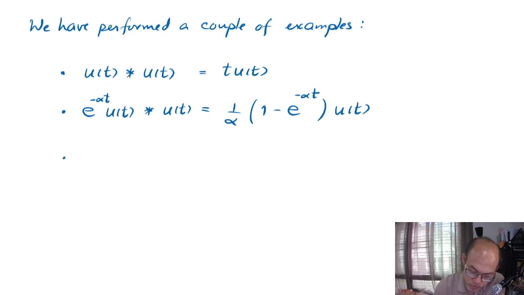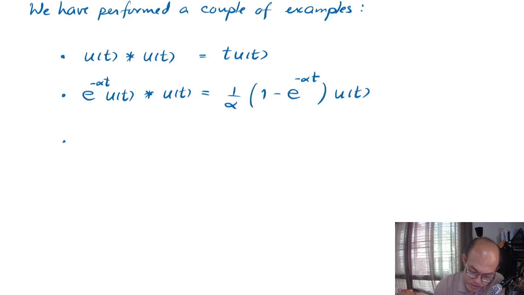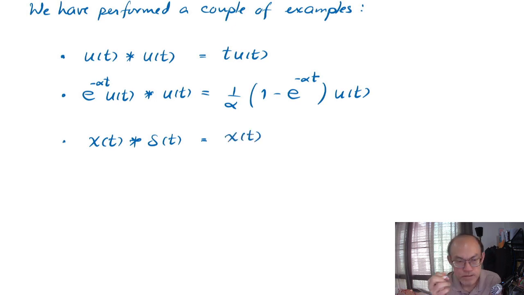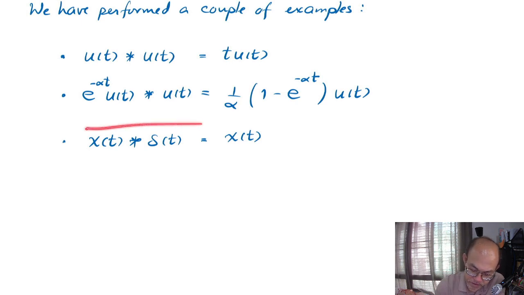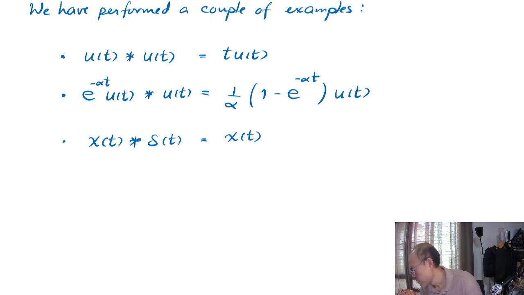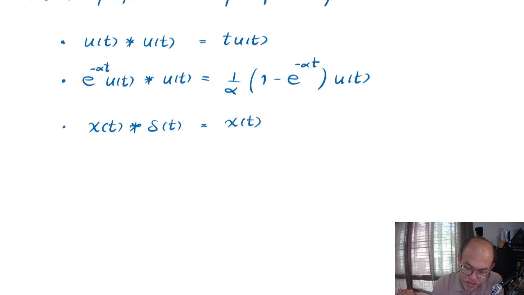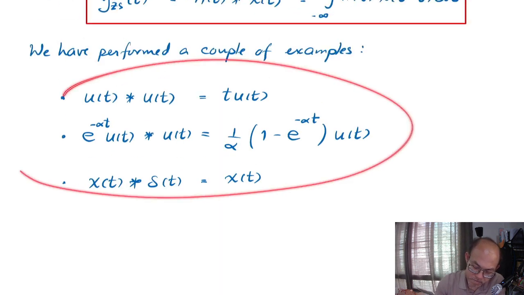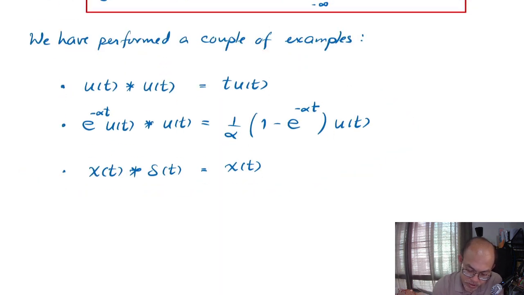And we also know that any signal x convolved with the unit impulse signal will result in the same signal back again. That's because of the shifting property of the unit impulse signal. Okay, so these are a couple of examples that we have addressed.